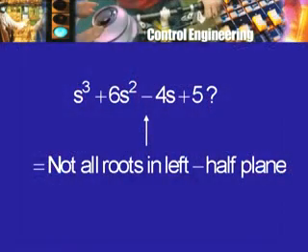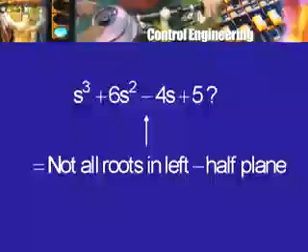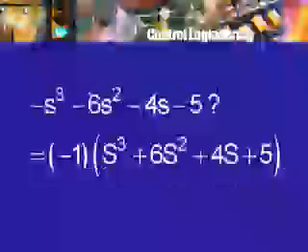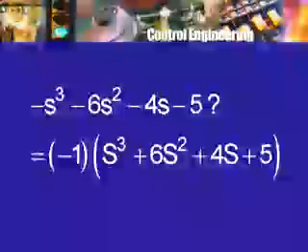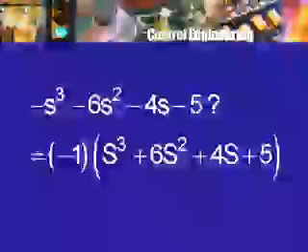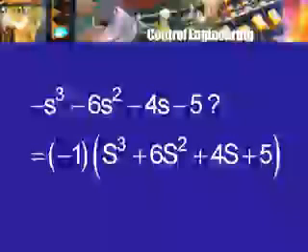Another simple result. Here I have a polynomial s cube plus 6s square minus 4s plus 5. Now here the power of s is not missing, but one of the coefficients is negative while all the other coefficients are positive. Well, then such a polynomial is also bad. What about the polynomial minus s cube minus 6s square minus 4s minus 5? All of its coefficients are negative. Well, I cannot conclude that it is bad.